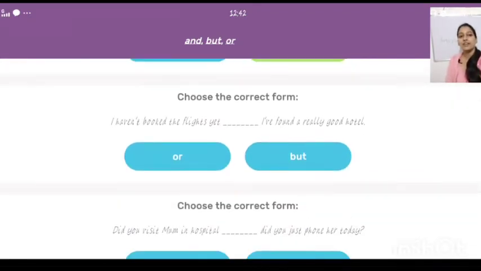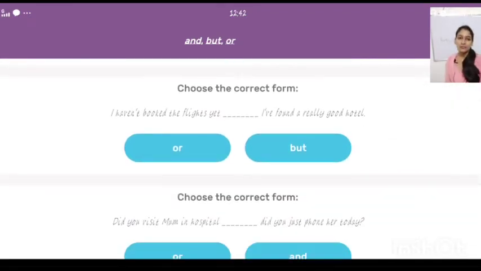लेट अस मूव फर्दर. आई हैवंट बुक्ड द फ्लाइट्स येट dash आई हैव फाउंड अ रियली गुड होटल. एक नेगेटिव है, एक पॉजिटिव है, तो वो डेफिनेटली शॉर्ट आप जा सकते हैं बट के लिए. लेट अस सी, एंड बट इज राइट आंसर. लेट अस गो मूव फर्दर.